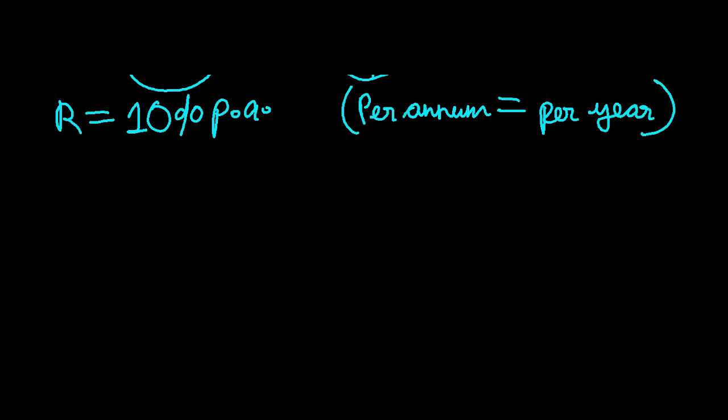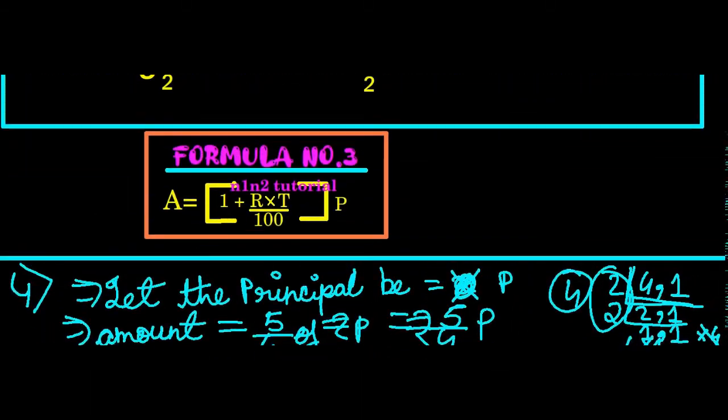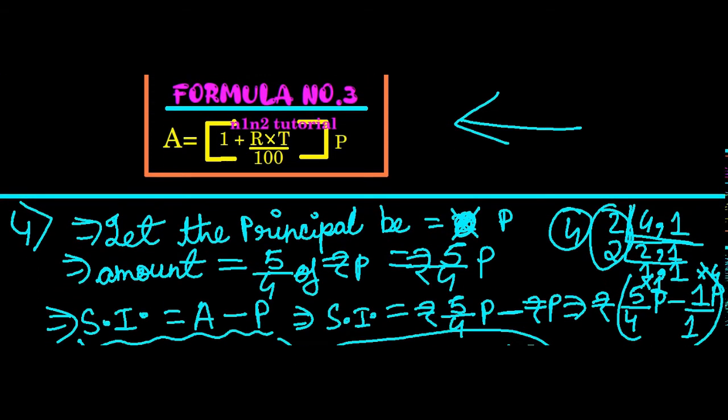So now I will teach you a new formula for doing this sum, which is formula number 3. Friends, this is formula number 3, as I taught you 2 more formulae in my previous part. So formula number 3 is A is equal to, in bracket, 1 plus R into T by 100, and outside the bracket it's P. So let's use this formula.